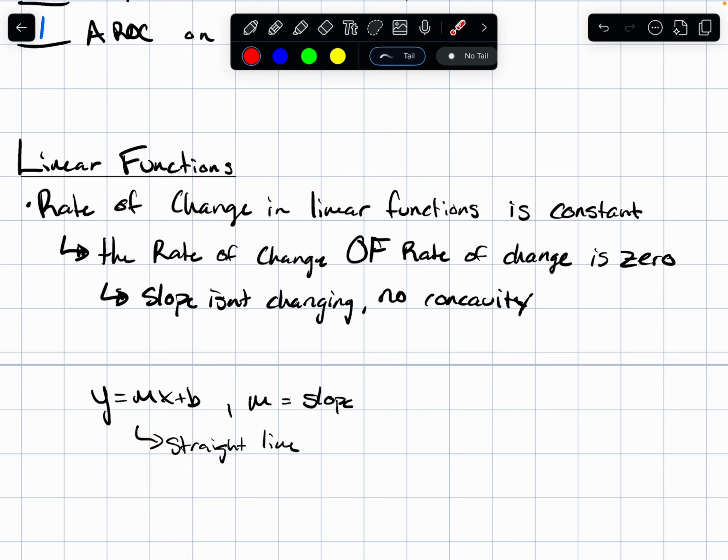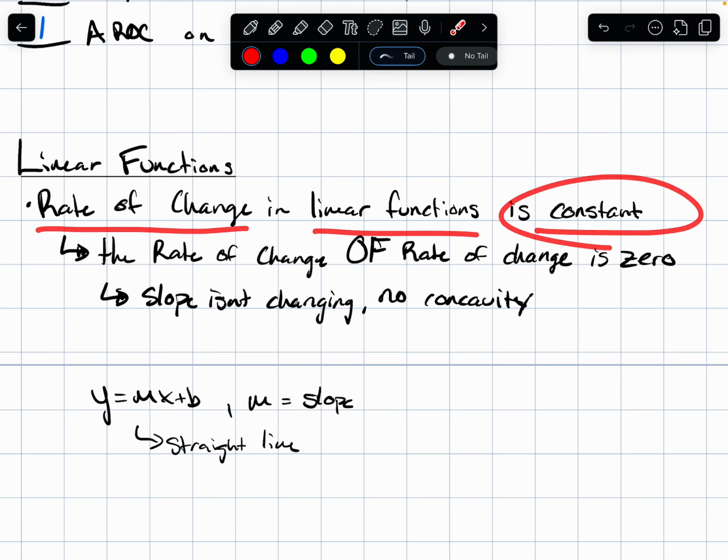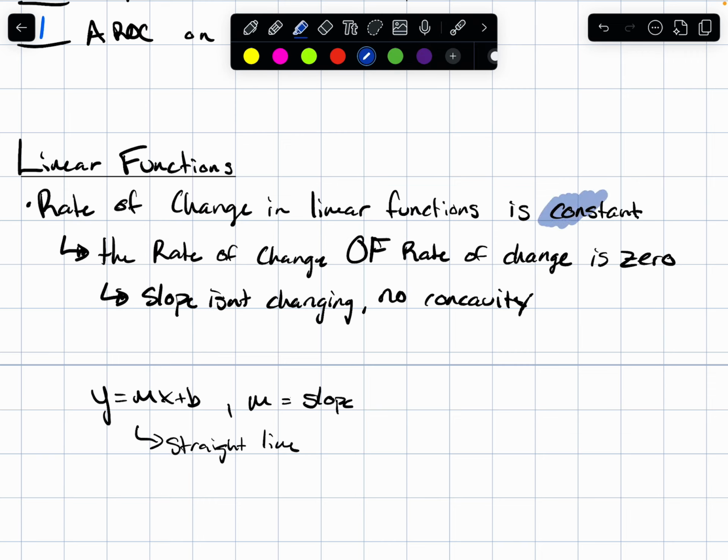That's a linear function. You have a y and then equals some sort of stuff with an x with no power, or excuse me, it has the power of 1. So it's just an x by itself. It's not squared, it's not cubed. So let's go ahead and read. Rate of change in linear functions is constant. So that's going to be important to note. From y equals mx plus b, the slope is that rate of change.